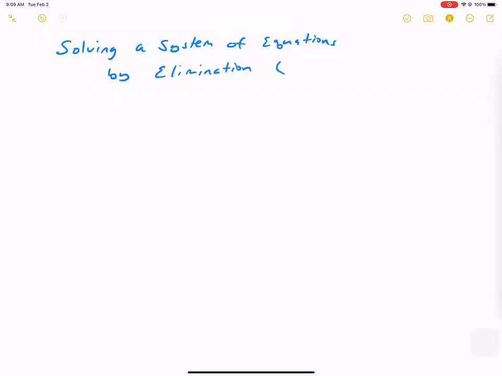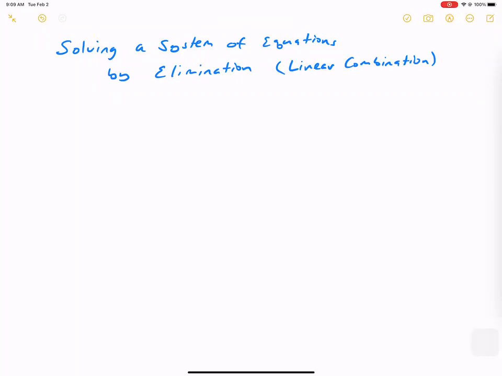So again, let's write this. This is called elimination, solving a system of equations by elimination. Or in some books they'll call it linear combination. But in the end result, we're doing exactly the same thing.